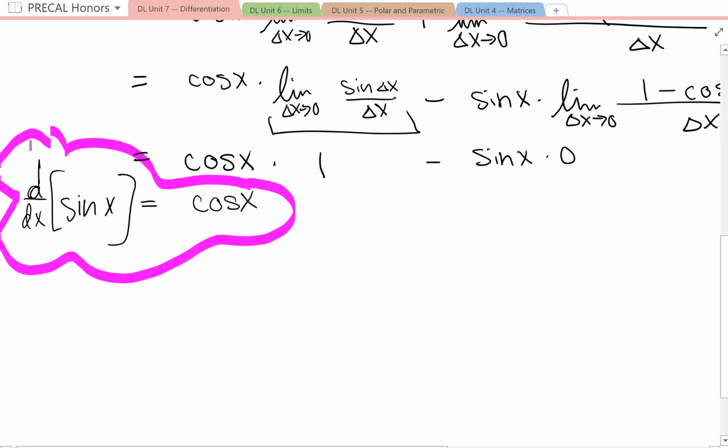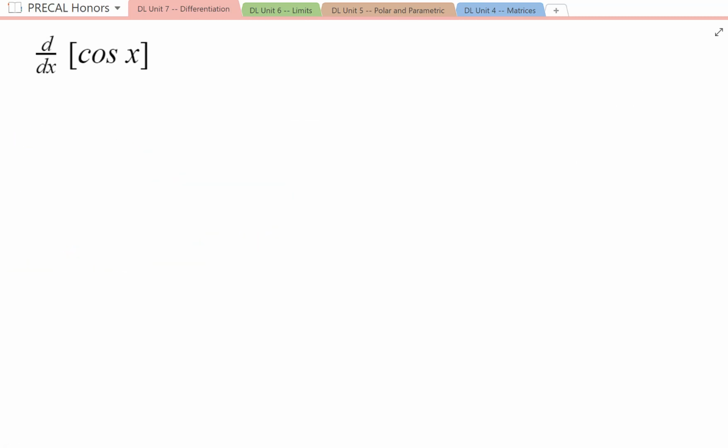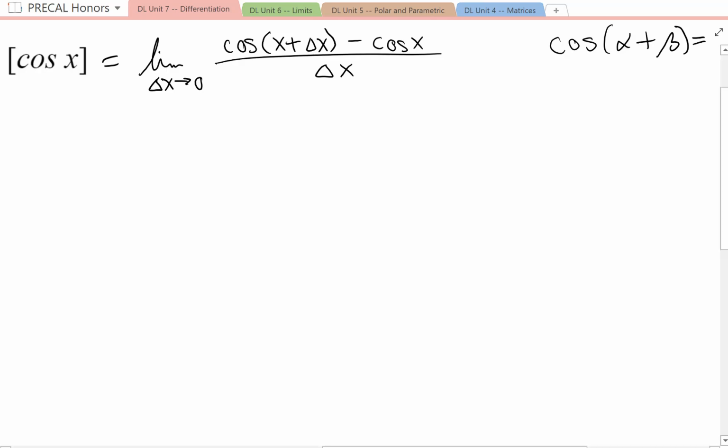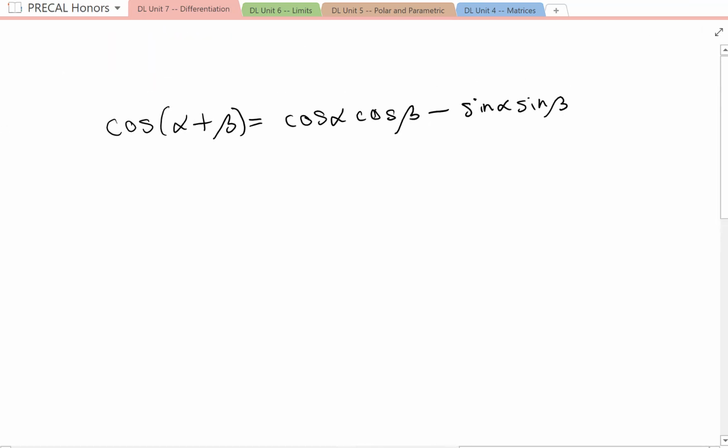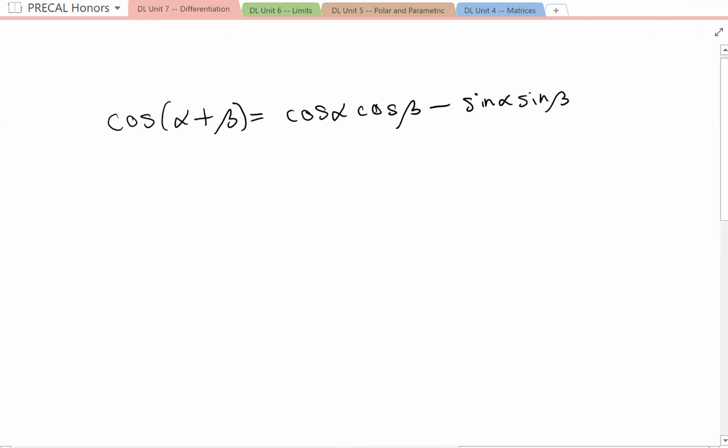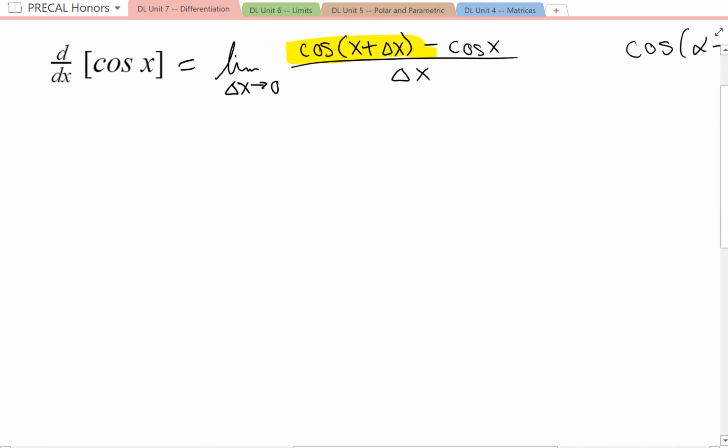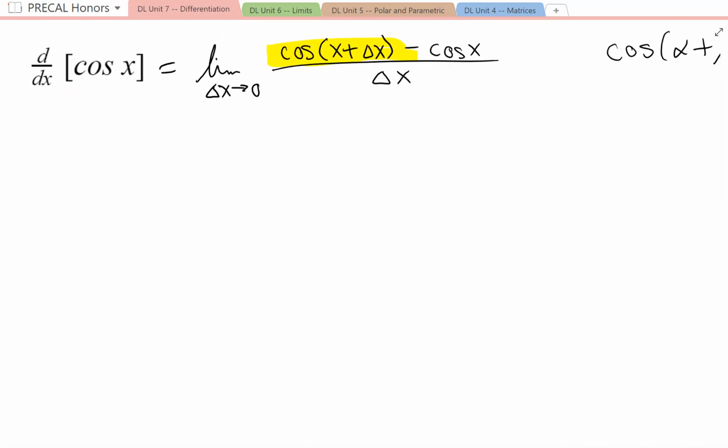You ready to find the derivative of cosine x? Let's plug it into the limit definition. Recall that cosine of x plus delta x, the sum of two angles, can be expanded to be cosine alpha cosine beta minus sine alpha sine beta. So that's what we'll go ahead and expand the top with, and see if we can get any special trig forms.